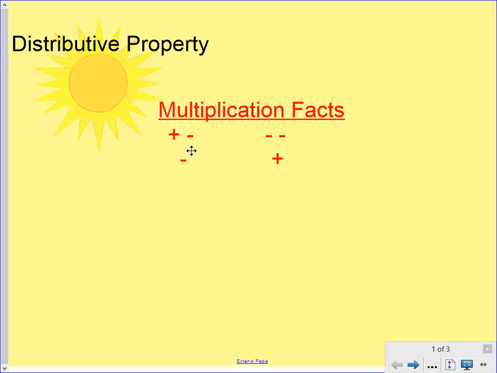Where that comes into play in distributive property is if I was to get an answer of 6x plus negative 4, I would want to rewrite that as 6x minus 4. These two symbols next to each other can be replaced with one symbol. So in math, we always want to write things in the simplest way possible. So don't leave your answer as 6x plus negative 4. Rewrite it as 6x minus 4.